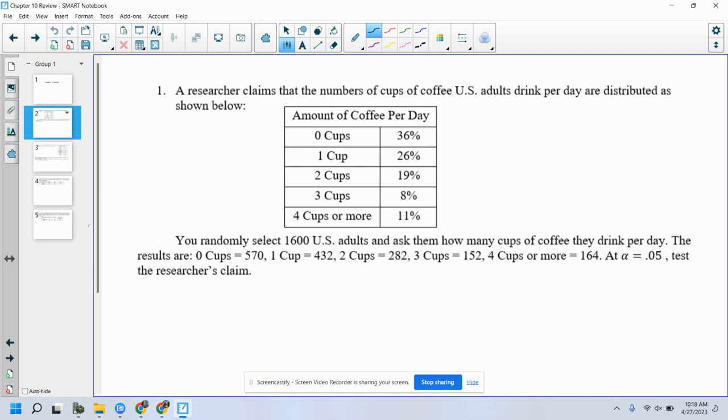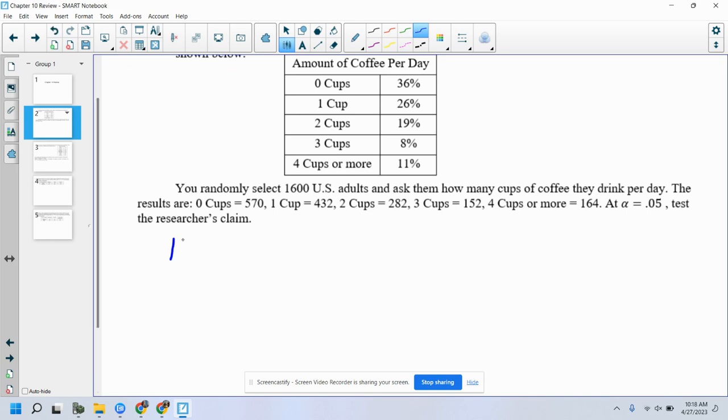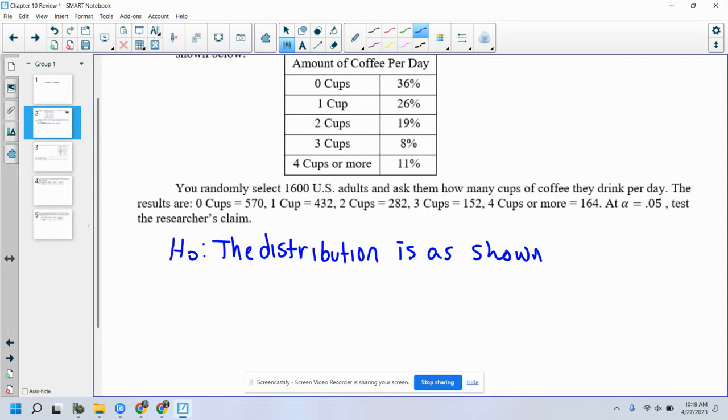What is the null hypothesis always for this type? The distribution is as shown, right? When you're looking at whether this distribution is correct, that means the null hypothesis is that the distribution is as shown. If you look in your book for any of the answers there, they actually state out the entire distribution. They would say the distribution is 0 cups is 36%, 1 cup is 26%, 2 cups is 19%. But we can just say the distribution is as shown.